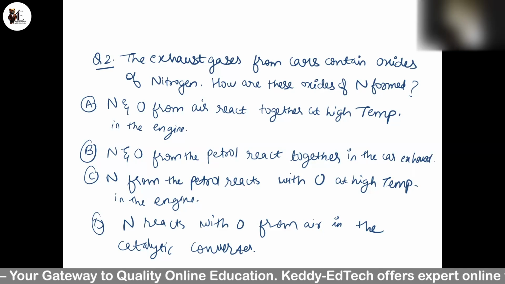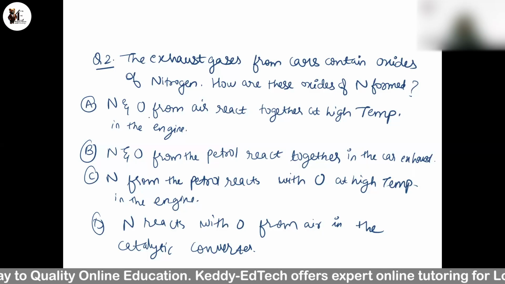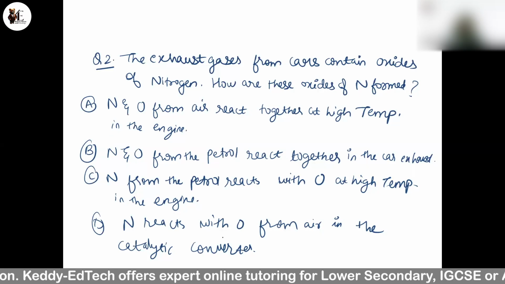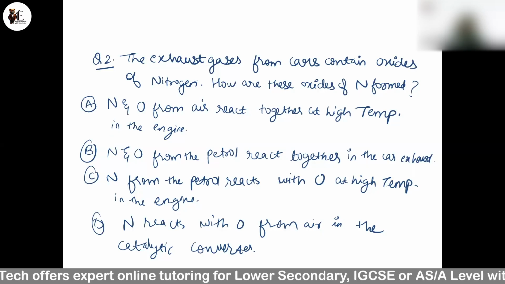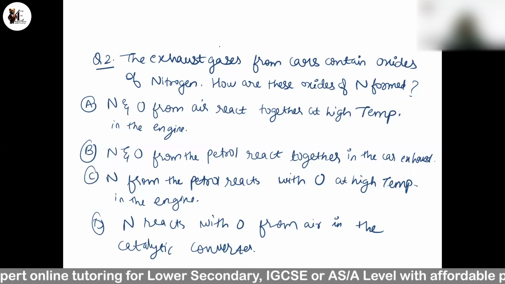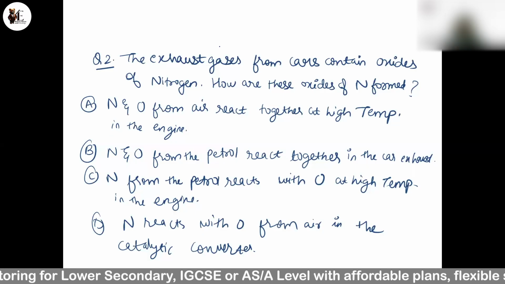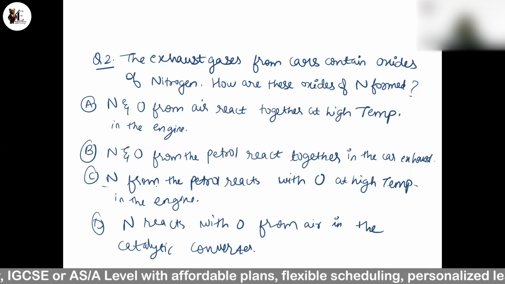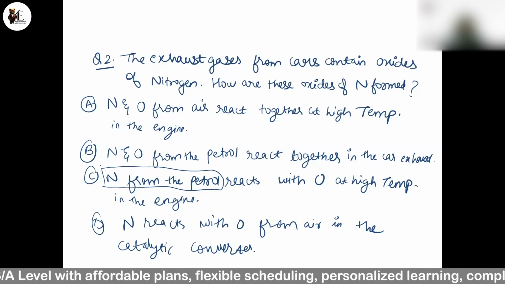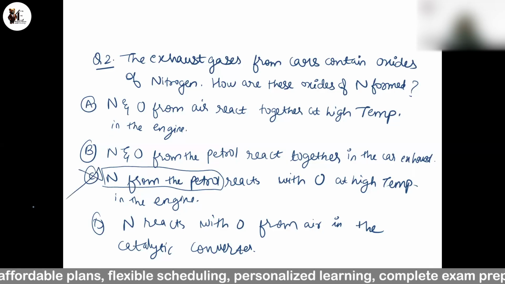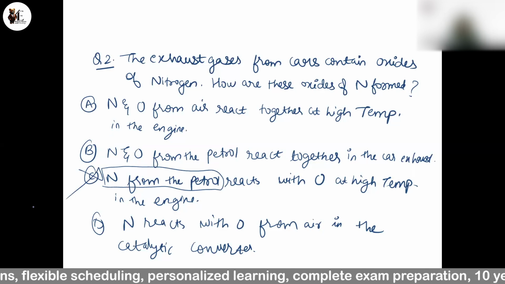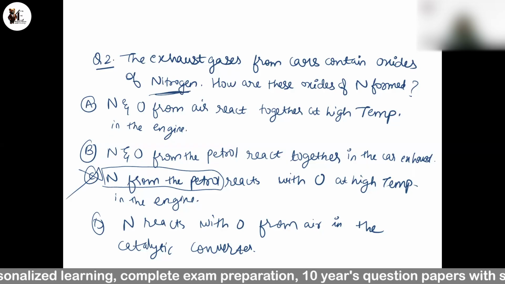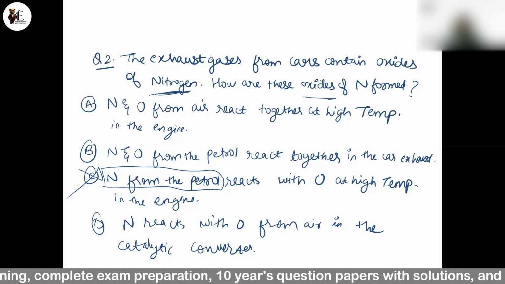Ma'am, can I attempt? Yes. Is it D? Nitrogen reacts with oxygen from air in the catalytic converter. C. Sridhar is saying C. How does nitrogen come from petrol? No, this is not correct. Nitrogen cannot come from petrol. It is saying the exhaust gases from cars contain oxides of nitrogen. How are they formed?